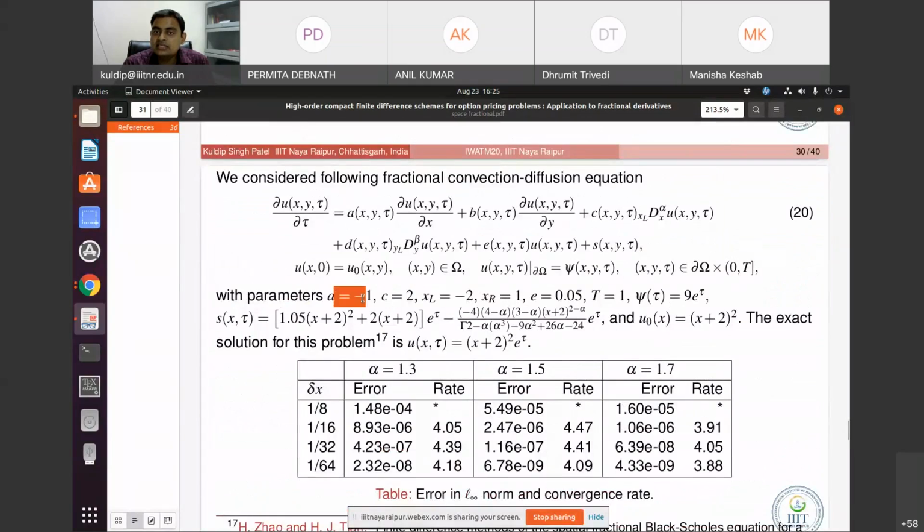So with parameters A is this, C is 2. So B is 0 I took, right? B is 0, C is 2, D is again 0, and E is 0.05. Generally I took two dimensions, but I'll show you both one dimension and two dimension, right? So we took this example, and then this is the source term also, and this is the initial condition. The exact solution is this, and you can see from the table that yeah, we are able to get fourth order of convergence rate, right? Fourth order of convergence rate we are able to achieve using this.